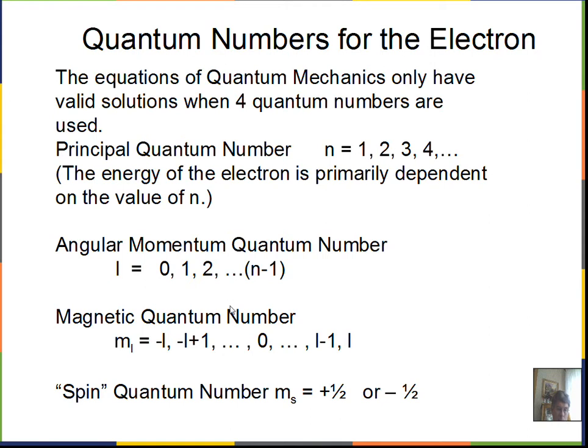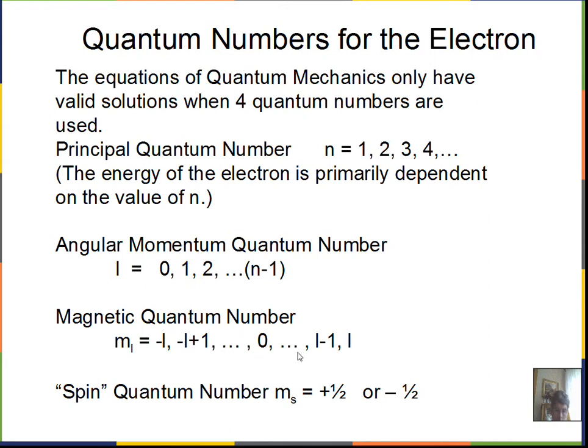Then the magnetic quantum number, and this dealt with the orientation of the angular momentum, the quantization of that orientation. And the m sub L numbers start at minus L. Again, this is not minus 1, it's minus L. And then minus L plus 1, minus L plus 2 possibly, coming up to 0. These are all integers here.